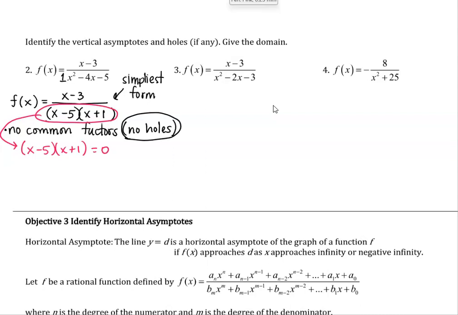Because this is already factored, I'll simply set each factor equal to 0 to see that this quadratic has two vertical asymptotes, this rational function has two vertical asymptotes. It has a vertical asymptote at x is equal to 5, and it has a vertical asymptote at x is equal to negative 1.